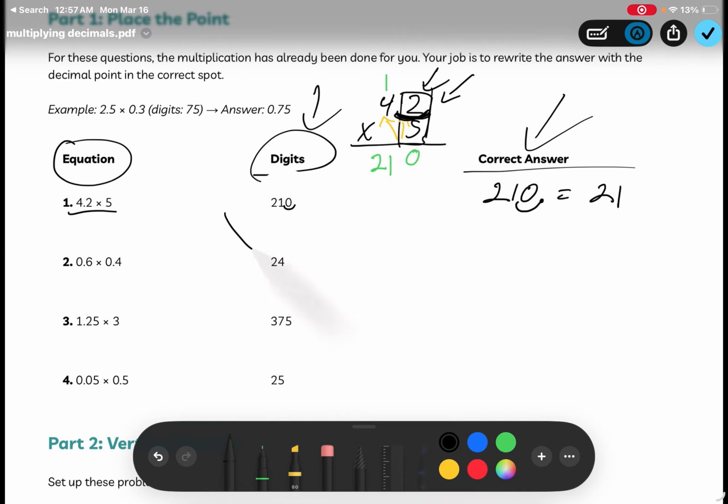Knowing this, we're going to move on to the second one. You have 0.6, one number behind the decimal, and 0.4, which is another number. So that is two numbers behind the decimal. Okay? So if we have two numbers, we're going to start at the end. 1, 2. Our answer is going to be 0.24, not 24.